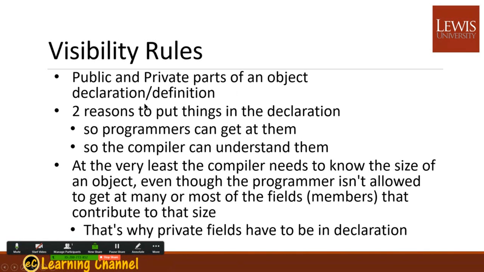Public and private part of an object, declaration and definition. There are two reasons to put things in the declaration: so the programmer can get at them, and so the compiler can understand them. At the very least, the compiler needs to know the size of the object. So usually if the compiler knows about the type, it's good enough, even though the programmer isn't allowed to get at many or most of the fields that contribute to that size. That's why private fields have to be in the declaration.